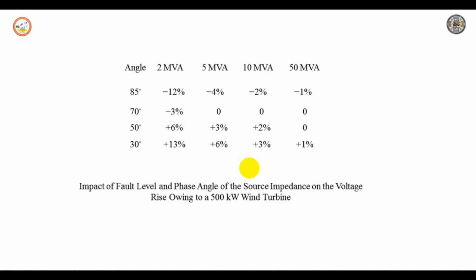For example, consider an 18 kilometer, 10 kV feeder having 95 mm square conductor, a commonly used design value. The impact of the fault level and the phase angle of the source impedance on the voltage rise due to a 500 kilowatt wind turbine is represented in the following table.